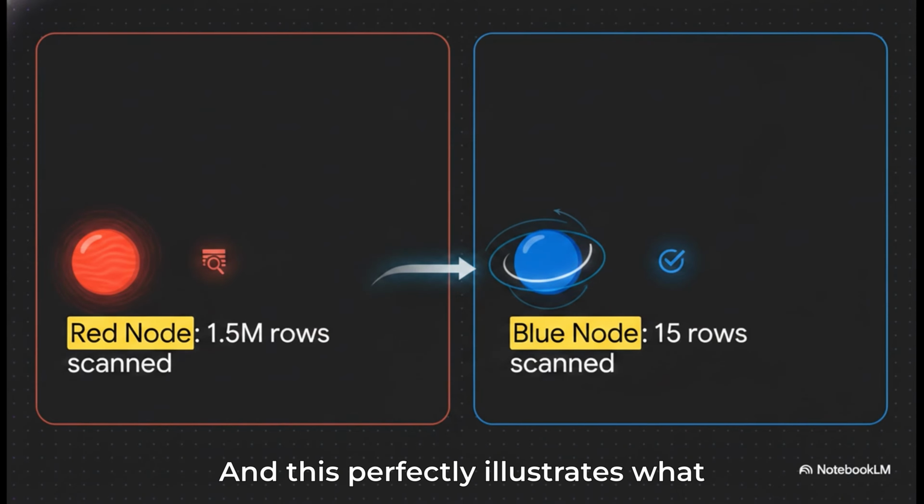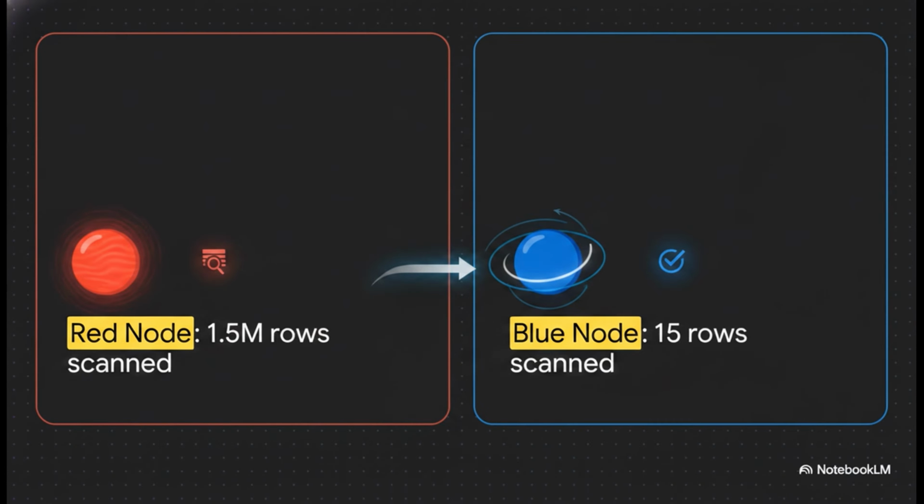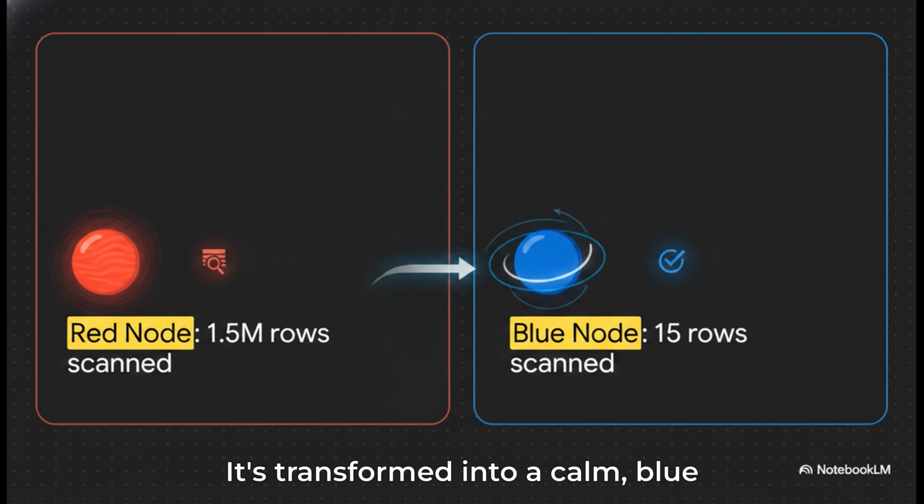And this perfectly illustrates what happened behind the scenes. Looking at Visual Explain again in MySQL Workbench, the difference is night and day. That terrifying red node on the left, the one representing our full table scan of 1.5 million rows, completely gone. It's transformed into a calm, blue node on the right labeled Index Range Scan. Instead of reading over 1 million rows, the database effortlessly scanned just 15 rows using our new index. The CPU and disk bottleneck totally eliminated.